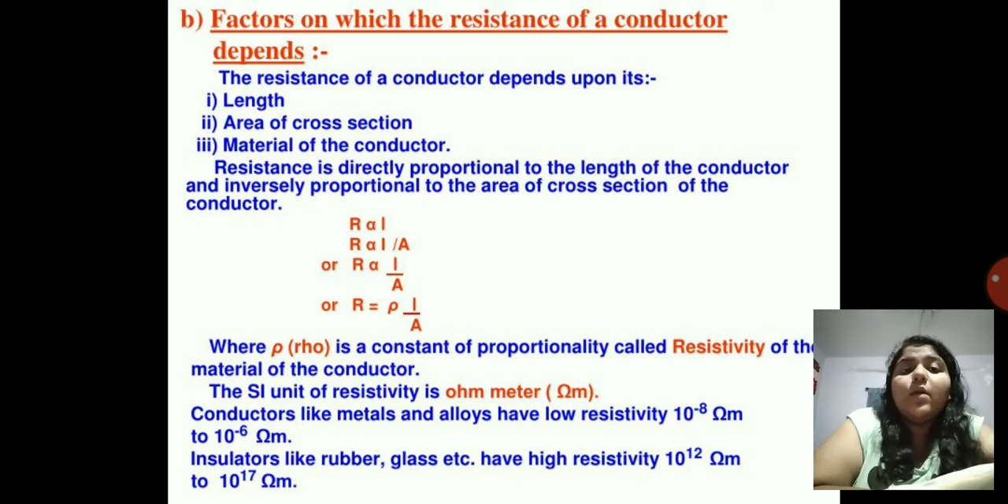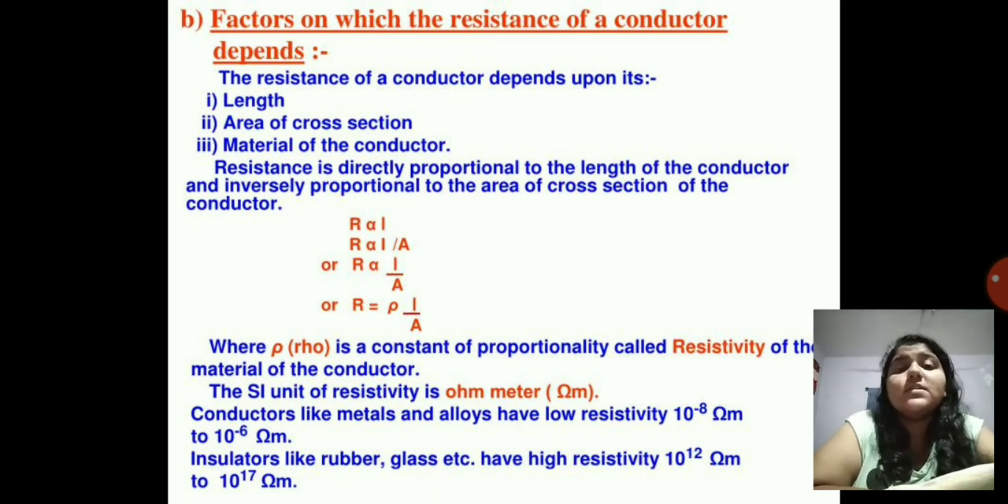Conductors like metals and alloys have low resistivity, that is 10 raised to minus 8 to 10 raised to minus 6 ohm meter, and insulators like rubber and glass have high resistivity, that is 10 raised to 12 ohm meter to 10 raised to 17 ohm meter. So what you have to remember about resistance is that the more the resistance, the less will be the electricity, and the more the electricity, the less will be the resistance. Conductors conduct electricity, so they have low resistivity. Insulators stop the electricity, so they have high resistivity.